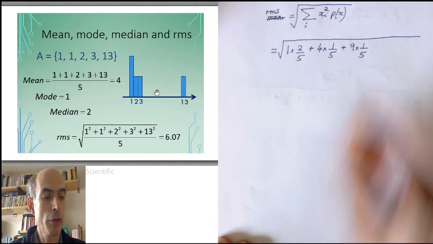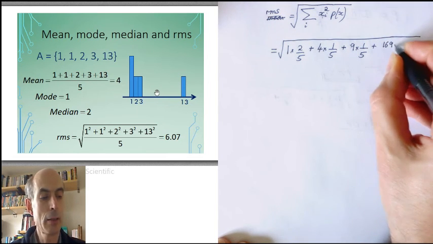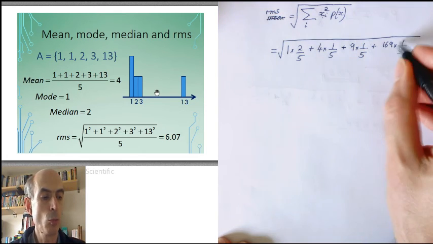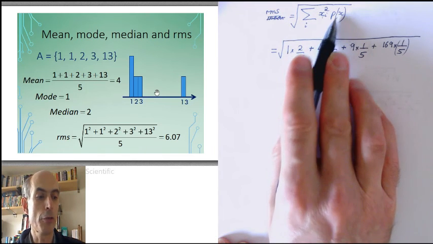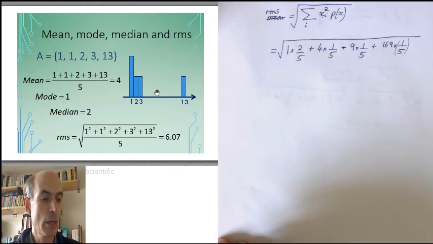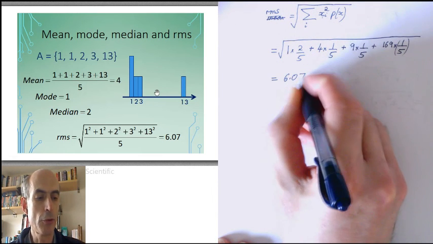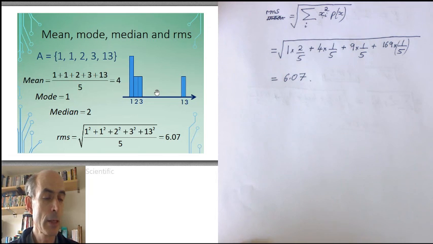And x can be 13, and 13 squared is 169, and again that is true 1/5 of the time. The 1/5 is the probability that x has that value of 13. It's p of x. Work all that out, and the answer you get is 6.07, which is significantly above the mean value of this distribution, which was 4.